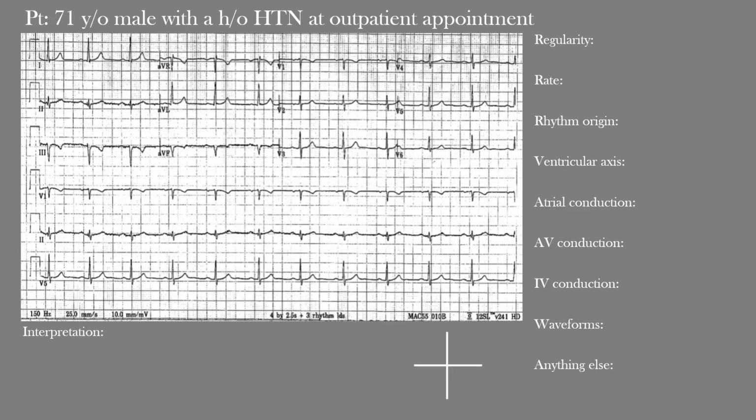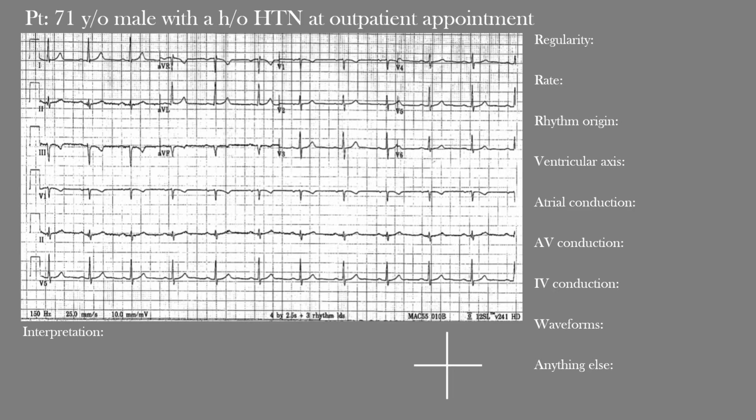Now before we get started, let's review the approach we've been using to interpret EKGs. Notice we have the patient's clinical presentation and the EKG below it. On the right side of the screen, we have a list that we'll go through before making our interpretation. First, there's the regularity of the rhythm. That is, are we dealing with a regular or irregular rhythm? And then if it's irregular, is it regularly irregular or irregularly irregular?